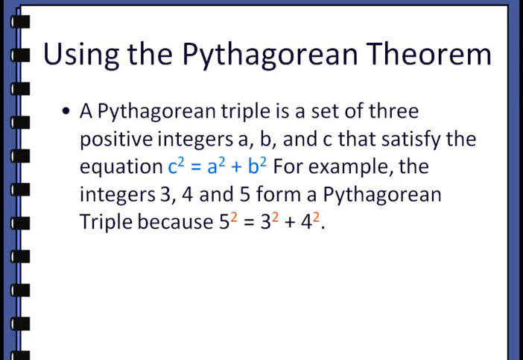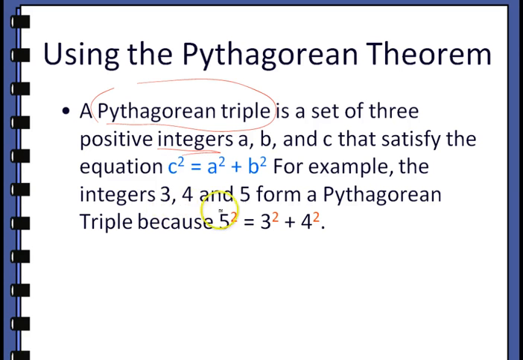Okay, so now back to using the Pythagorean theorem. Now that we've looked at proving it, let's talk about using it. There is something called a Pythagorean triple. It's a set of three positive integers, a, b, and c, that satisfy the equation a squared plus b squared equals c squared.